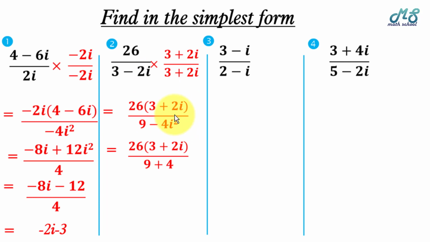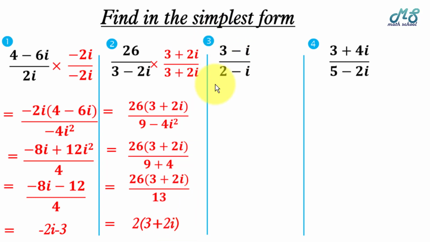i squared equals what? Equals negative 1. We can write it as negative 1 times negative 4 equals positive 4. 9 plus 4 equals what? Equals 13. Now 26 is divisible by 13 equals what? Equals 2. Now we can write it as 2 times 3 plus 2i. By the same way, we can use distribution property here. We can write it as 2 times 3 equals 6 plus 4i in the simplest form.